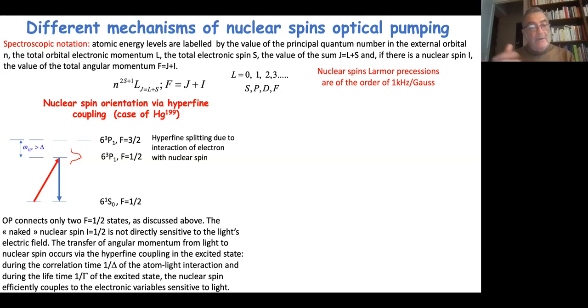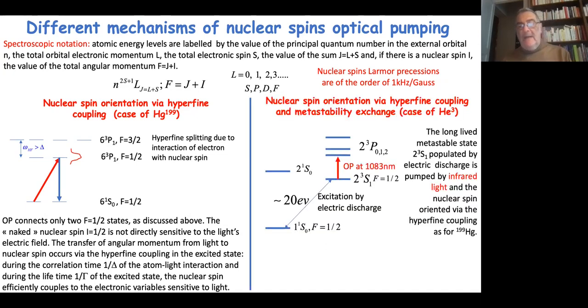And in fact, during the time that the light is exciting the atom, there is a time for the coupling to occur between the nuclear spin and the electronic spin. So this coupling occurs during the process of light absorption because of the hyperfine coupling between the electron and the nucleus. And when the atom comes back to the ground state, the orientation remains on the nucleus. There is no longer any orbital angular momentum. All the orientation is in the nuclear spin.